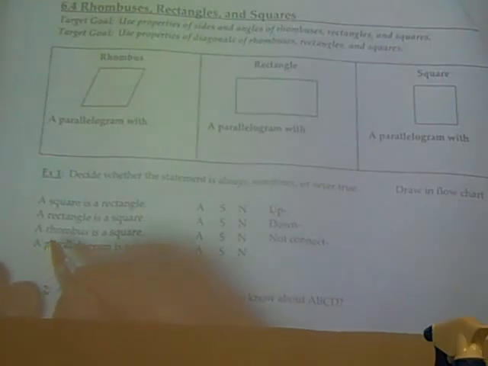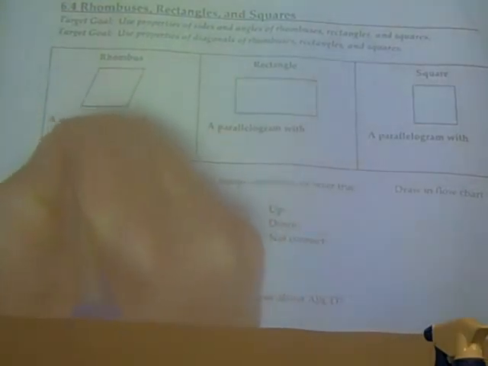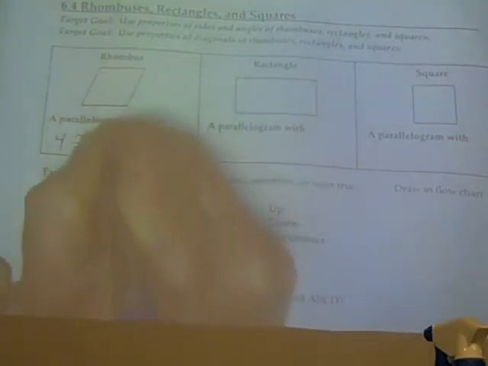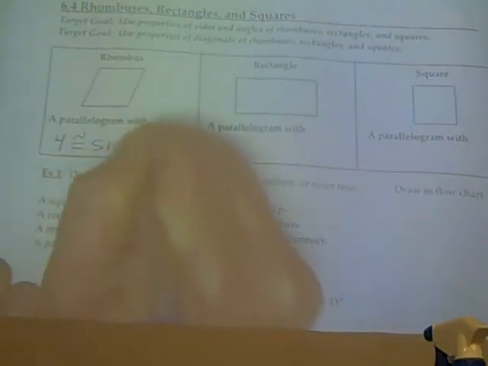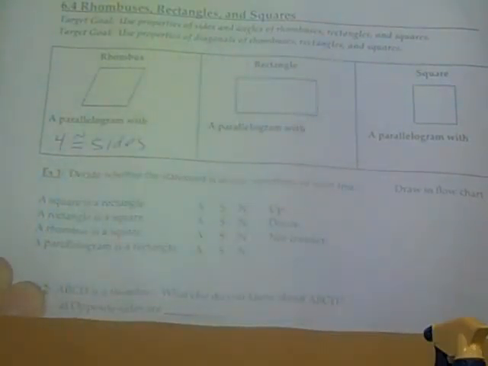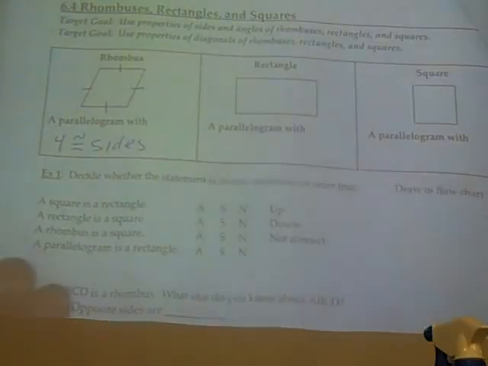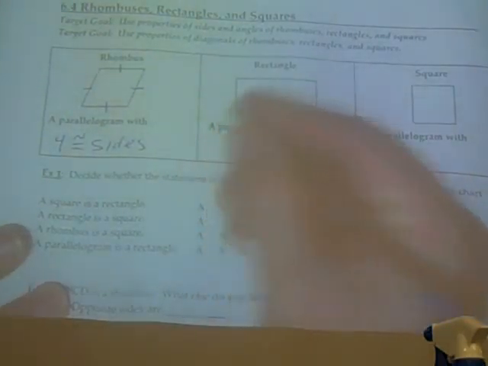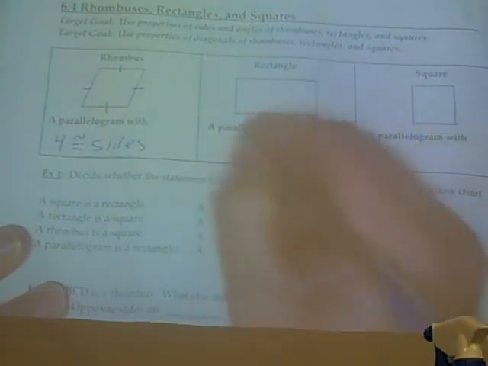A rhombus is a parallelogram with 4 congruent sides. So if we have 4 congruent sides, we can go ahead and tick mark those sides. Next, we have a rectangle. A rectangle is a parallelogram with 4 right angles.